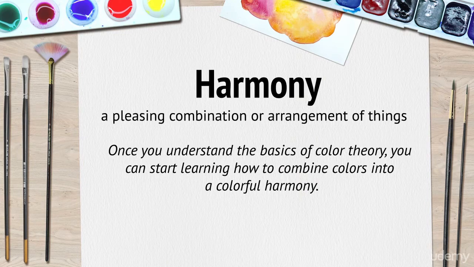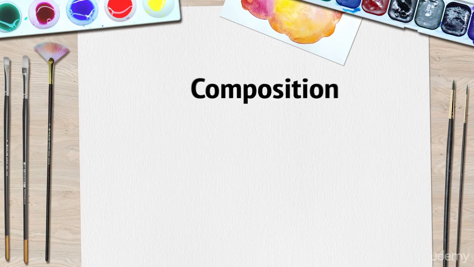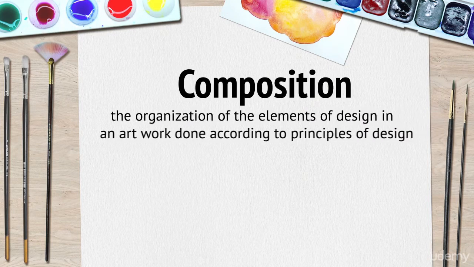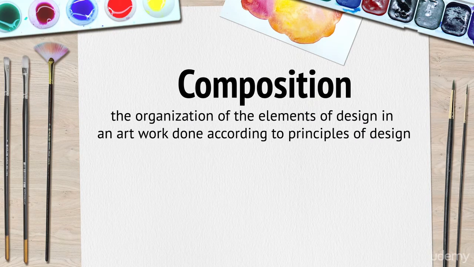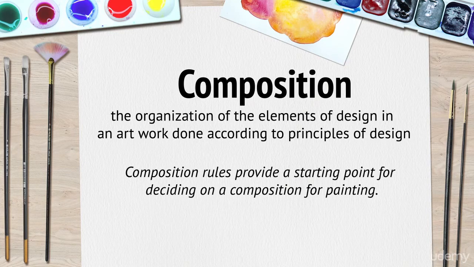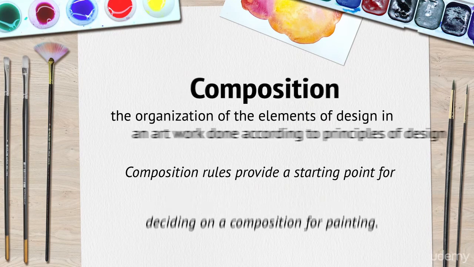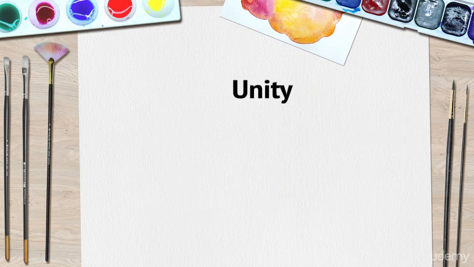Apart from harmony, it's important to know what composition is. It's the organization of the elements of design in an artwork, done according to principles of design. Example: composition rules provide a starting point for deciding on a composition for painting. Now, let's discuss what the principles of design are. One of them is unity.